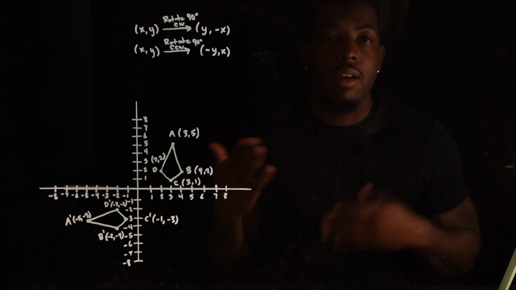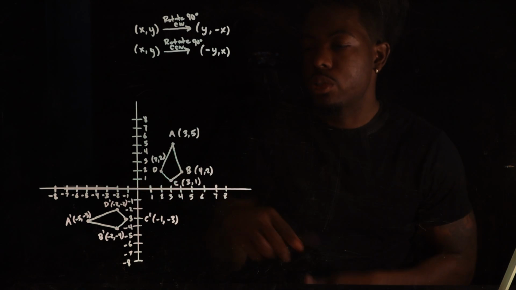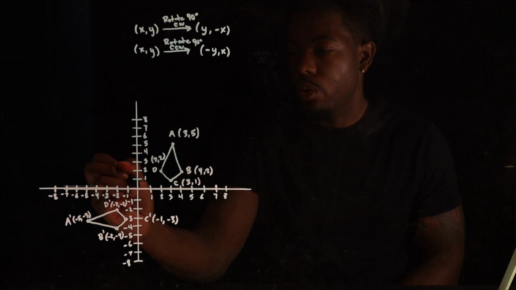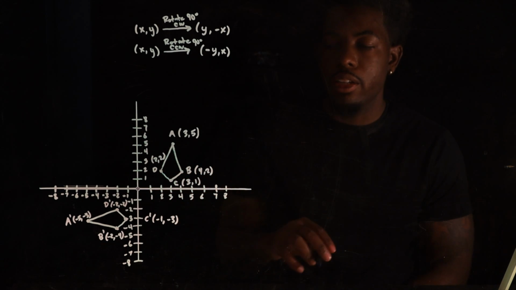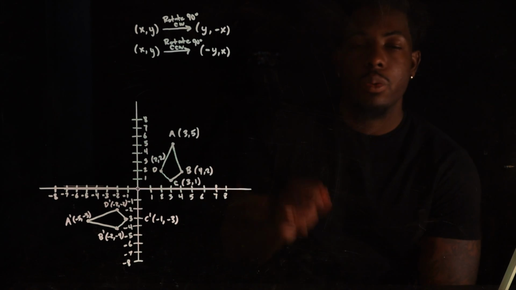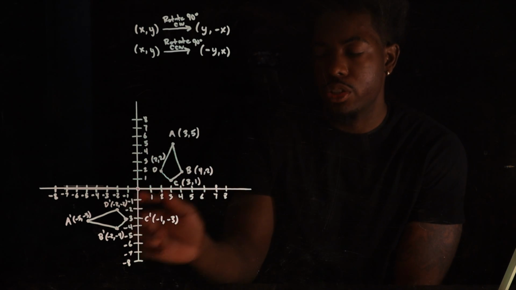And we always have to have a center of rotation. And in this case, we can use our origin. We need to use our origin 0, 0 to go ahead and rotate this shape 90 degrees counterclockwise, so that we can prove that it is indeed congruent to this shape.